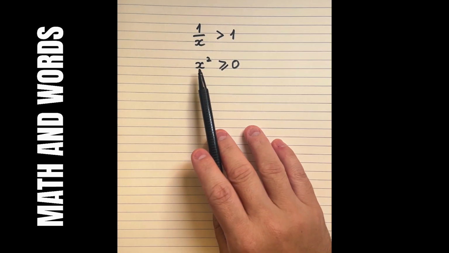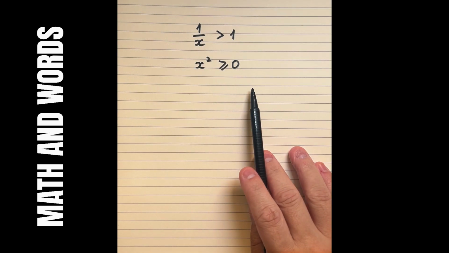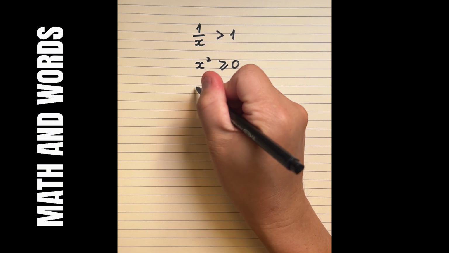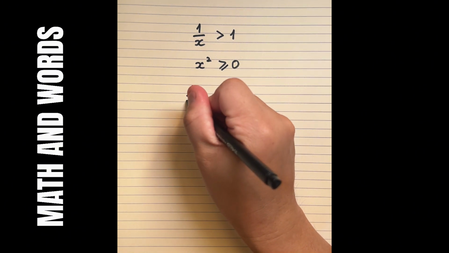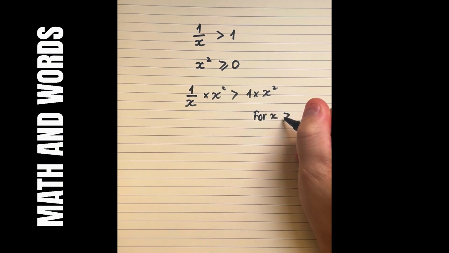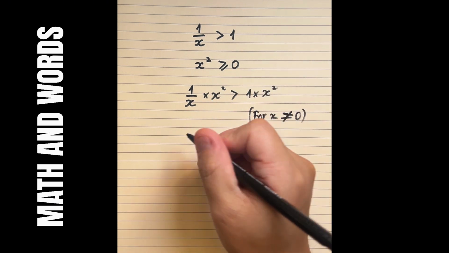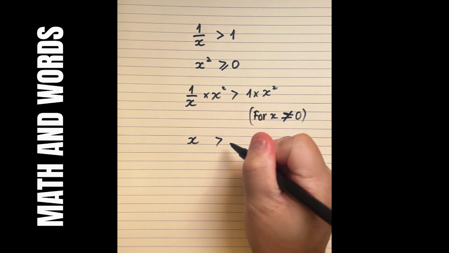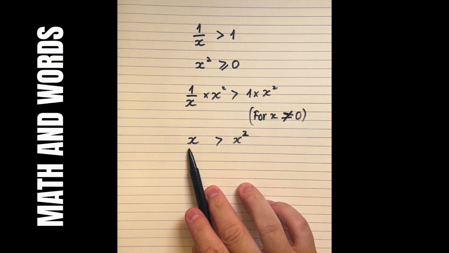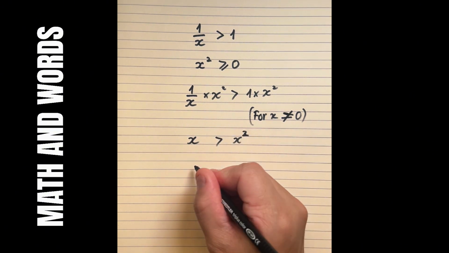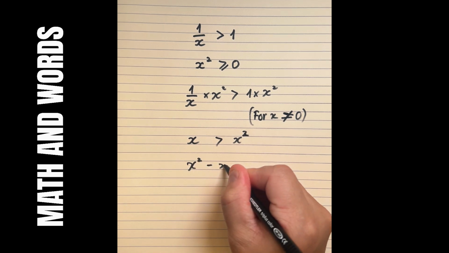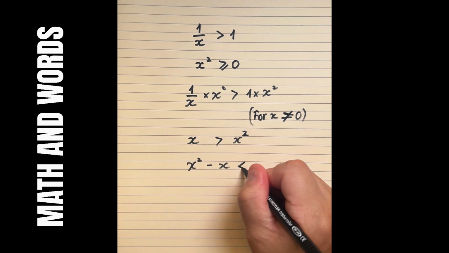I times x squared on the left hand side and x squared on the right hand side. So now I have 1 over x times x squared, sorry, for x different to 0. And now we just solve this inequality. So now we have x is greater than x squared. And I'm going to bring this x to this side. So I have x squared minus x, and all of this will be less than 0.